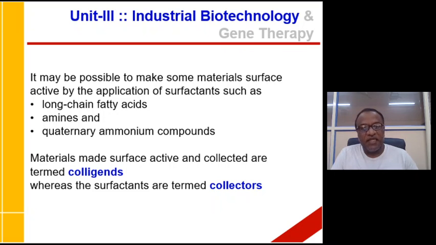Right. So, the materials made surface active and collected are called colligends. What are colligends? Colligends are the materials whose surface activity is made by applying surfactants such as long chain fatty acids, amines and quaternary ammonium compounds. And here the surfactants are called collectors. So, the materials made surface active and collected are termed colligends, whereas the surfactants are termed collectors.